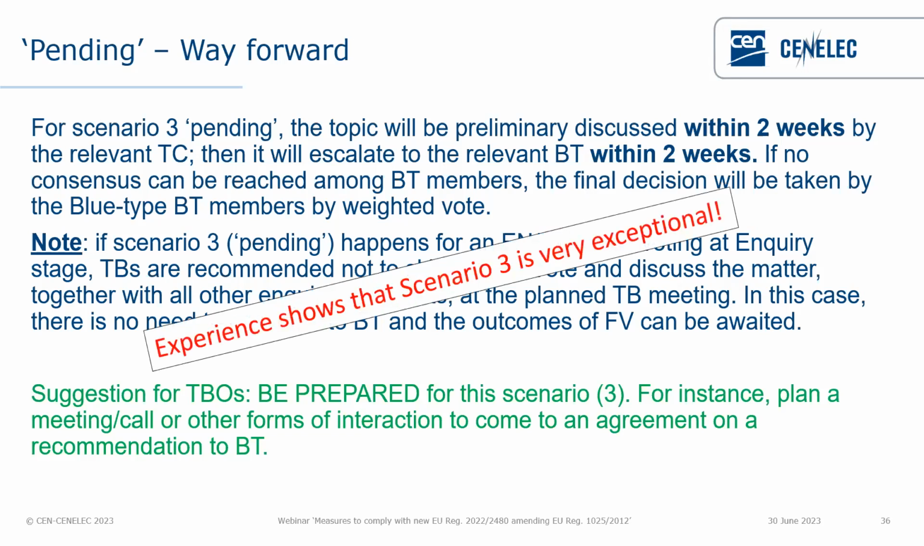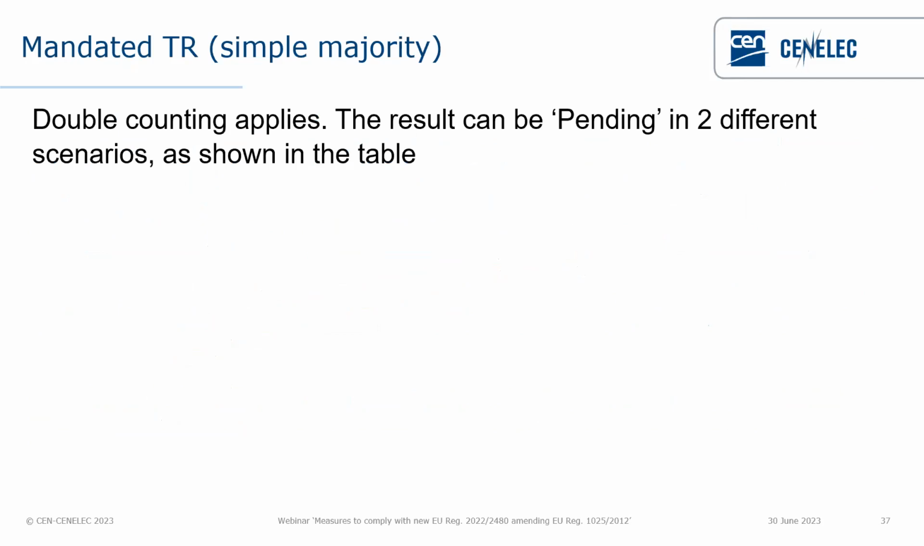In any case, so far experience showed that scenario 3, where all members would have approved, while by counting only the blue type members would have disapproved the work item, is very exceptional. So we have a fair belief that the pending scenario should happen rarely, but of course must be considered as a possible scenario. So now we covered the specific case of TR.